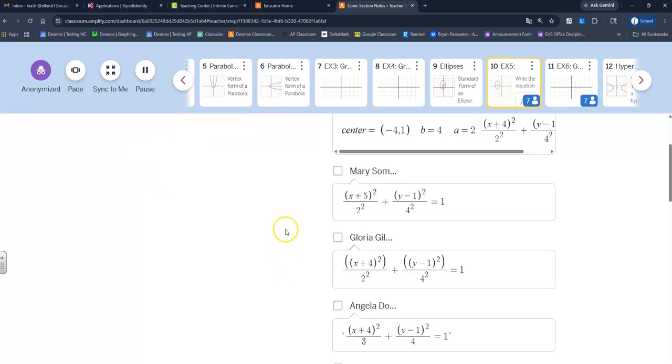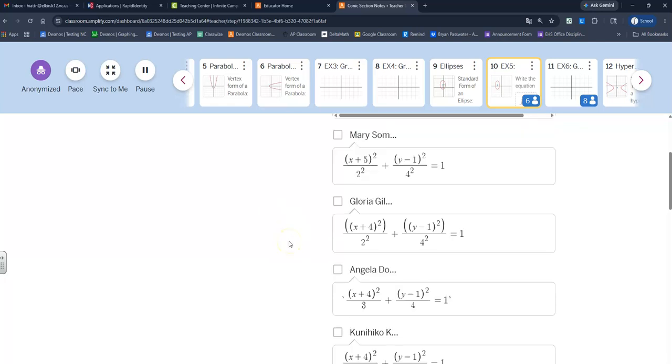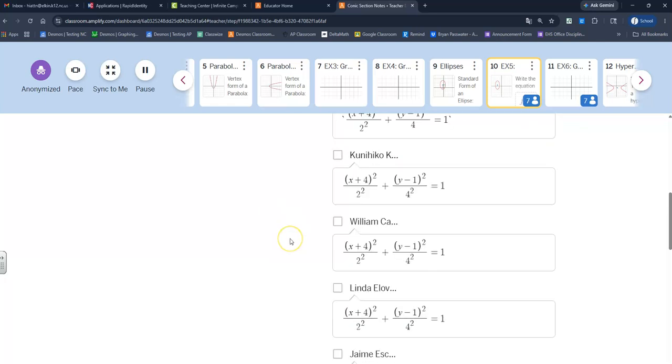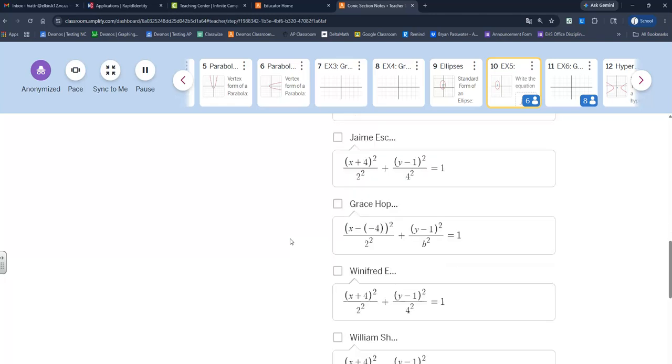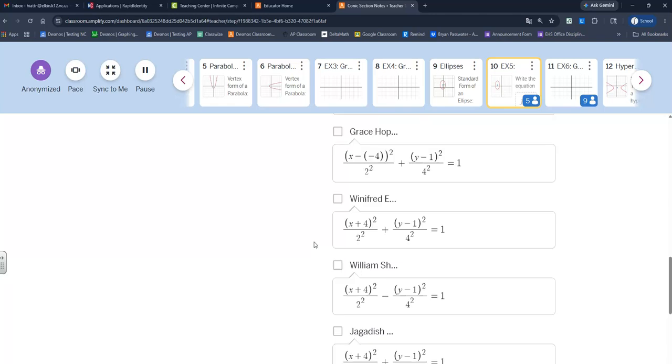And then your distance from the center to the right vertex is 2. Underneath the y, you should have the 4. And you should have squares with both of those. This one right here has a 5, where it should be a 4. This person put x minus -4. Is that okay? That one's all right. The same as x plus 4, right? So that's okay.